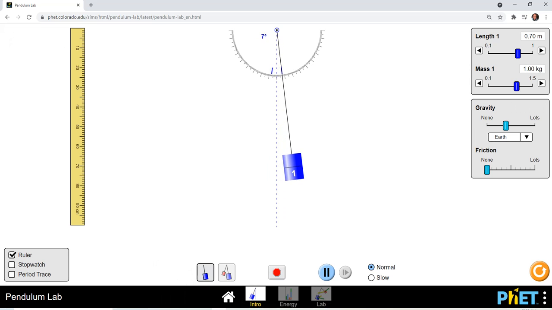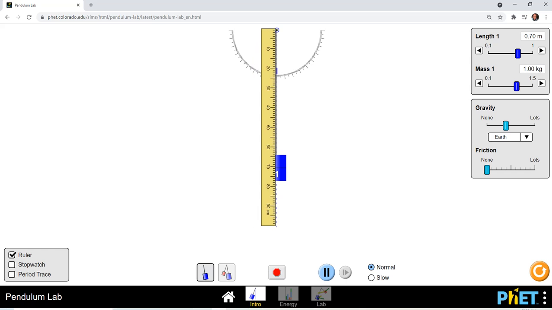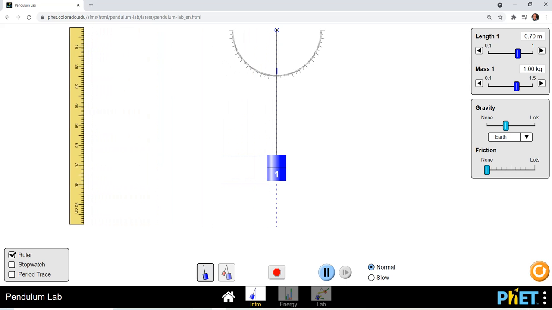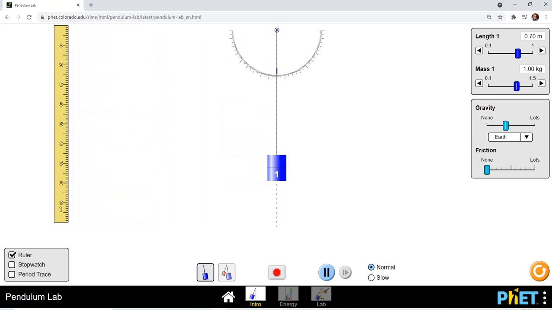Here's the pendulum. You can displace it from the vertical. You can even measure the angle that you're releasing the pendulum from the vertical. You have a ruler here that you can use to measure the length of the pendulum. We have a stopwatch. We have a period trace as well. You can set different lengths for the pendulum right here on this sliding scale, from 1 meter to 1/10 of a meter. You can change the mass of the pendulum as well.